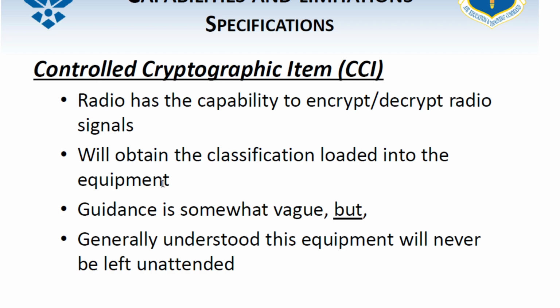So CCI, the radio has a capability to encrypt and decrypt radio signals. It will obtain the classification loaded into the equipment. Guidance is somewhat vague, but it's generally understood that this equipment will never be left unattended. What does that mean? This goes back to what Sergeant McCusker was saying: he does not want to go to jail. So please lock the door when you leave. When we are in the classroom tomorrow, we will not be leaving the door open with nobody in there and this equipment just laying around, because I don't want to go to jail. It's just a bad time altogether.